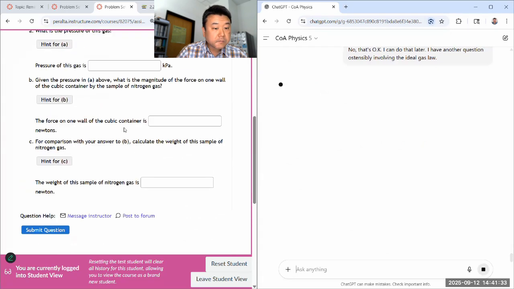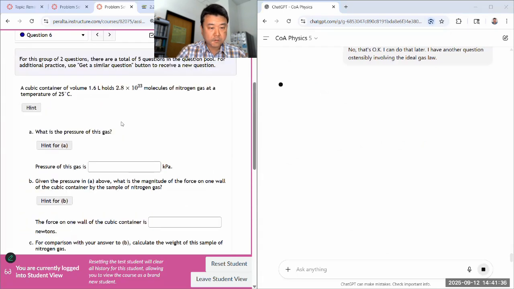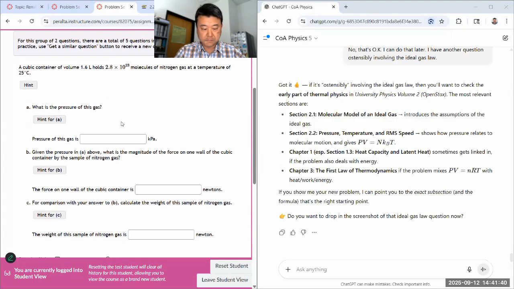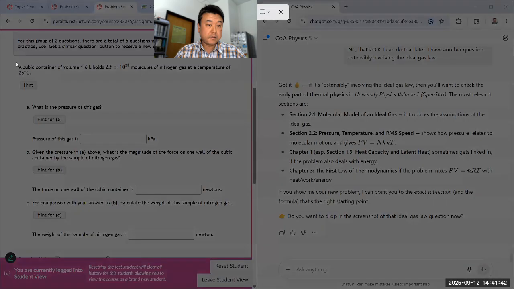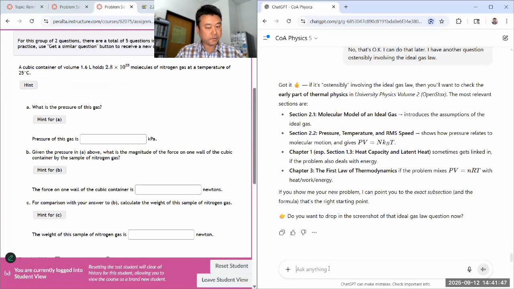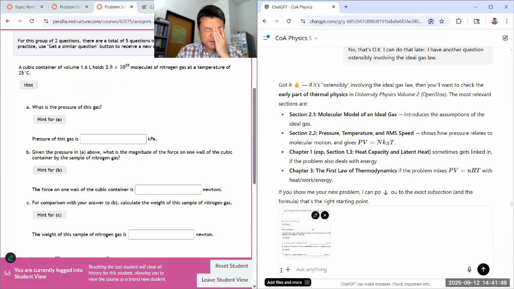So let me paste the whole thing. I think if I zoom out a little bit, I can do that. So I'll just paste the whole thing in as a way to test. I think it's going to do the same thing.